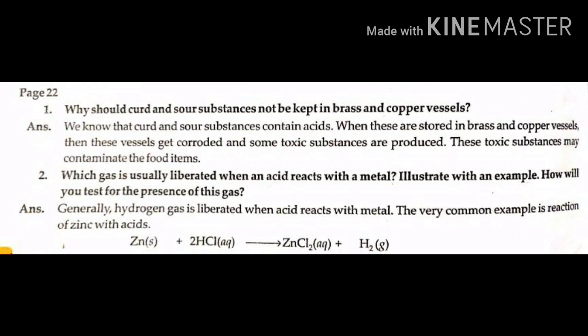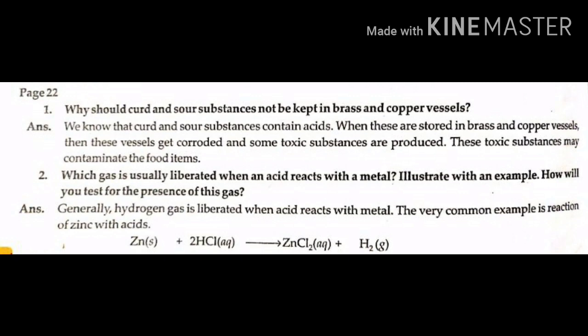Now take page number 22, question number 1. Why should curd and sour substances not be kept in brass and copper vessels? Answer. We know that curd and sour substances contain acids. When these are stored in brass and copper vessels, these vessels get corroded and some toxic substances are produced. These toxic substances may contaminate the food items.